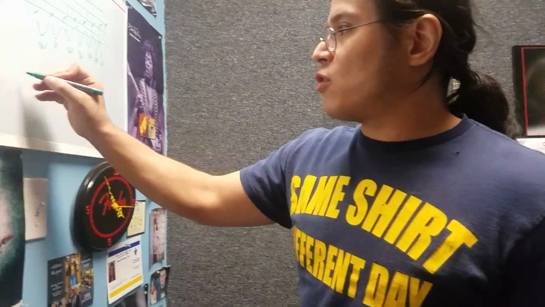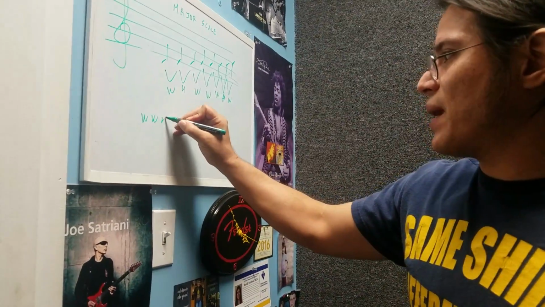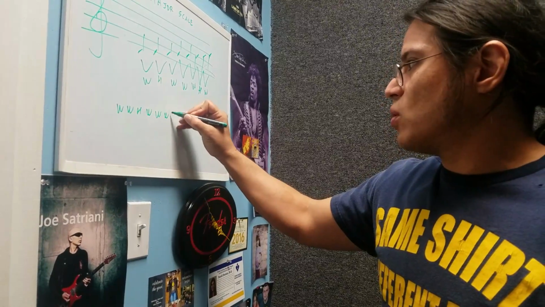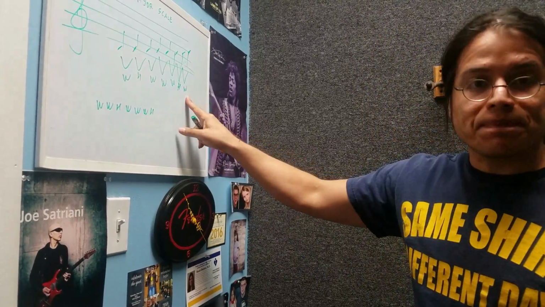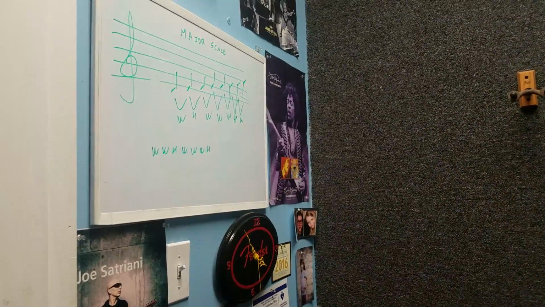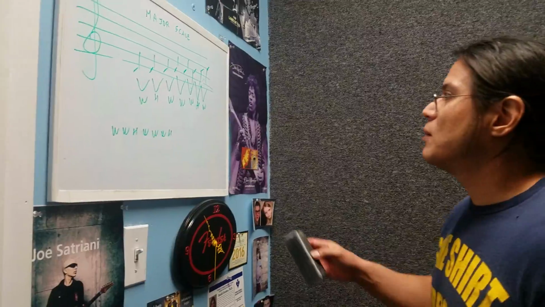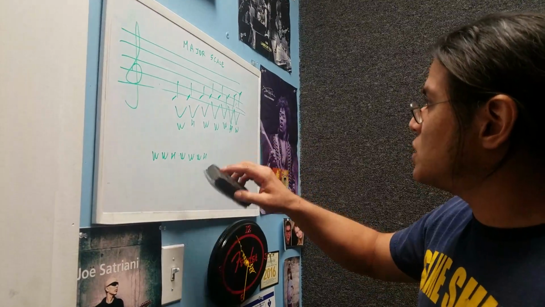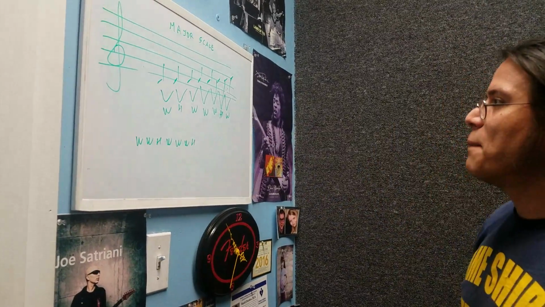Right? If you remember, the formula for the major scale was whole step, half step, whole step, whole step, whole step, half step. So this doesn't match. So this is not a major scale. That's a problem if we're trying to play a major scale. How do we correct that? Well, we adjust the scales by adding accidentals.